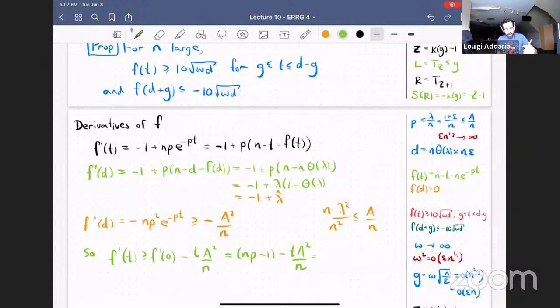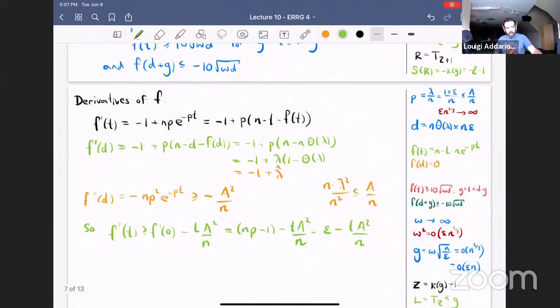Right. And now np is lambda, and lambda is 1 plus epsilon. So this np minus 1 is just epsilon. So this whole thing we get is epsilon minus ta squared on n. And as long as this correction is at most epsilon over 2, then we can say the derivative of f is bigger than epsilon over 2, and then use that to get a lower bound on f. So f prime of t is at least epsilon over 2 for t at most epsilon n on 2a squared.